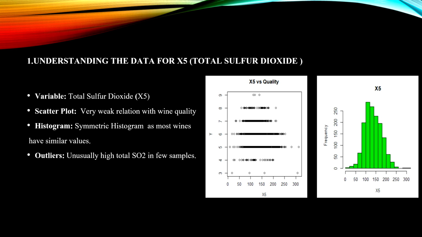The next is X5, that is the total sulfur dioxide. Here, the scatter plot shows a very weak relation with the wine quality, and the histogram here is a symmetric histogram, as most of the wines have similar values. The outliers here are high total values in a few samples.